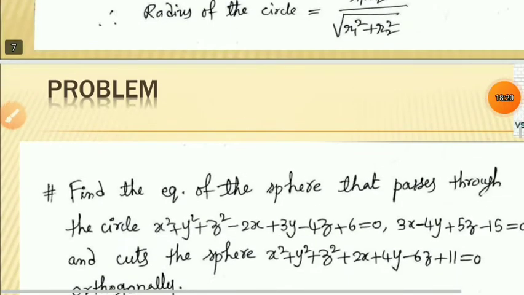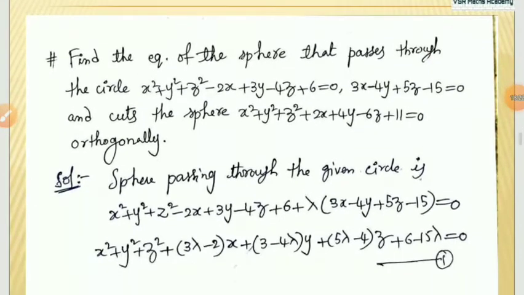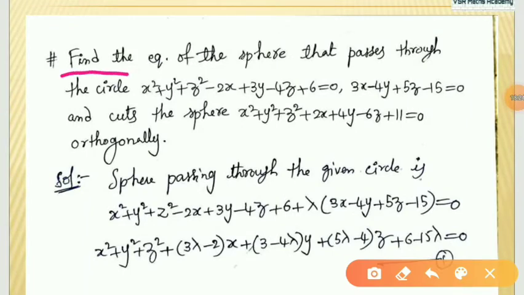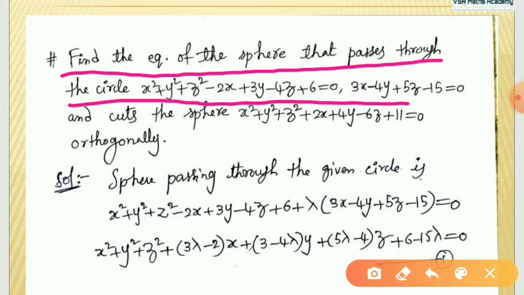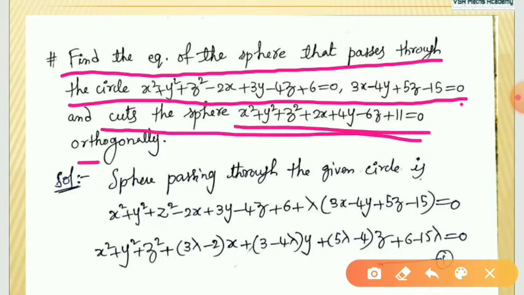So see another problem. Find the equation of the sphere that passes through the circle. This is the circle. We have to find the equation of the sphere passing through the circle so that it cuts the sphere orthogonally.